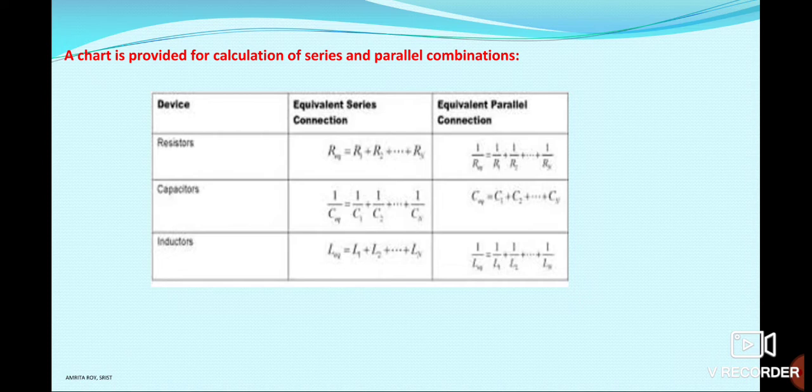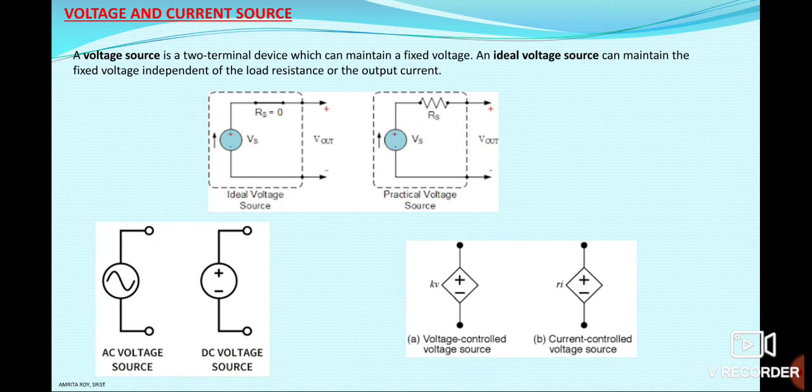L equivalent will be given as L equivalent equals L1 plus L2 plus L3 and so on. And similarly for parallel connection, L equivalent will be written as 1 by L equivalent equals 1 by L1 plus 1 by L2 plus 1 by L3 and so on.